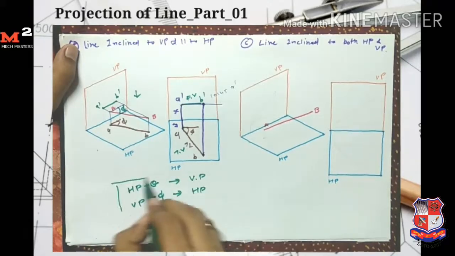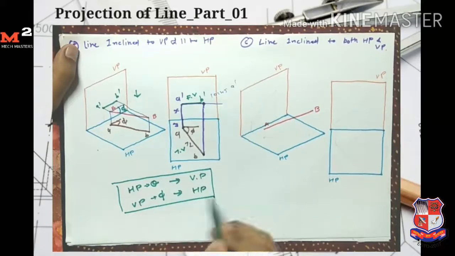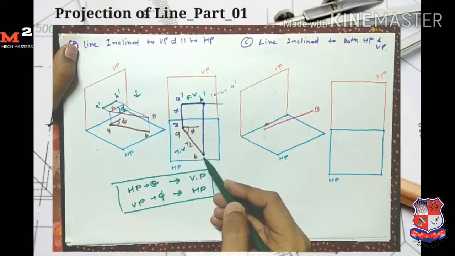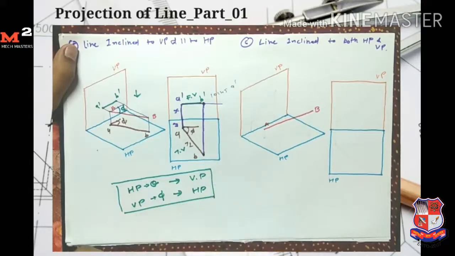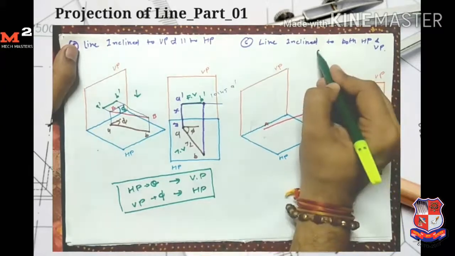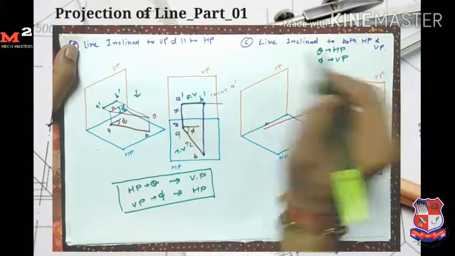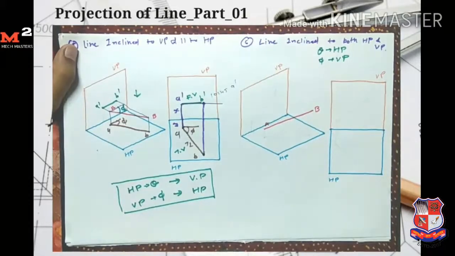Okay, so note down this. Here we get the true length on the plane which is parallel to the line. Now let's see the last case, which is a line inclined to both HP and VP. In this case, the line makes an angle theta with HP and an angle phi with the vertical plane. Here the line is not parallel to any plane, so we do not get the true length on any plane.